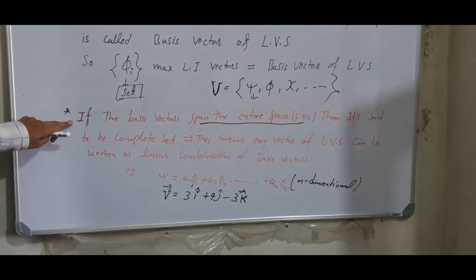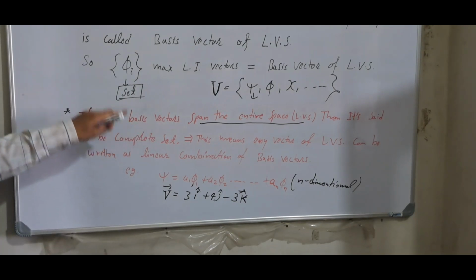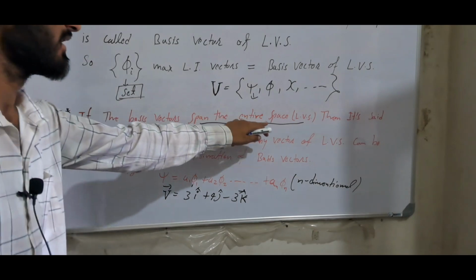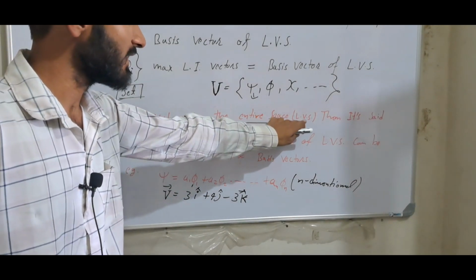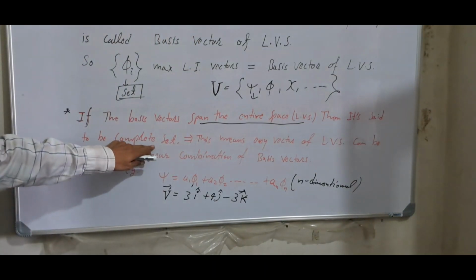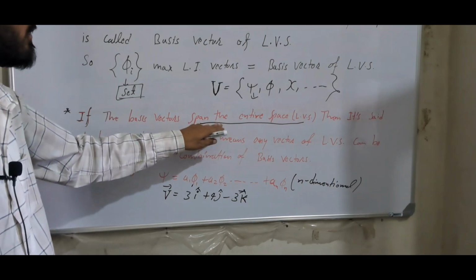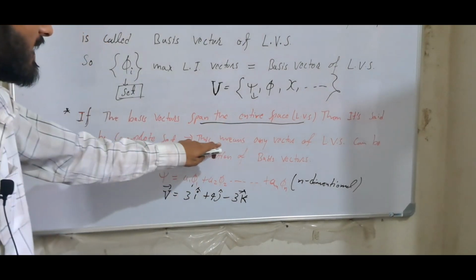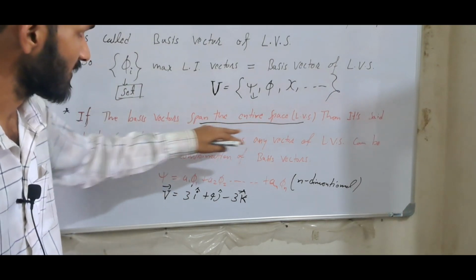Now the second condition to be a basis of the linear vector space is that the basis vectors span the entire space, meaning the LVS, linear vector space. Then it is said to be a complete set. So what is meant by spanning the entire space? Here I have explained the meaning of this one sentence.